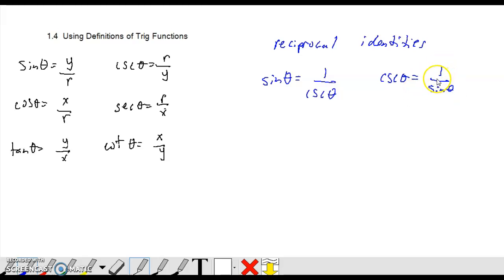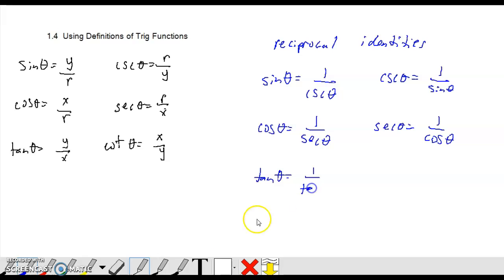So this is how I can use it in my calculator. Cosine of theta will be 1 over secant of theta, and then secant of theta will be 1 over cosine of theta. So again, calculator. Tangent of theta will be 1 over the cotangent of theta, which means the cotangent of theta will be 1 over the tangent of theta.